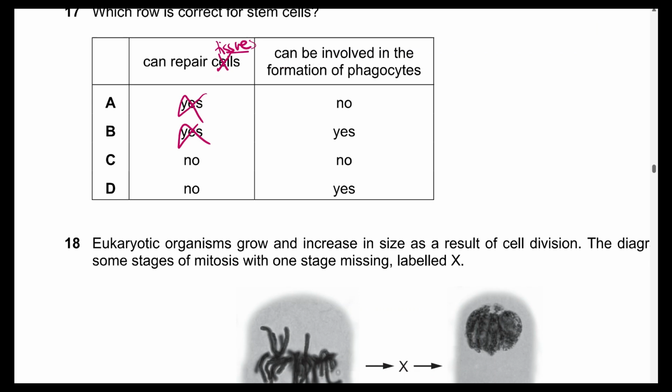Now, can be involved in the formation of phagocytes. Now, this is correct because there's something called hematopoietic stem cells. These hematopoietic stem cells differentiate and mature into different lineages. So, in the case of phagocytes, it's the myeloid lineage. Therefore, this is correct. And the answer is going to be D.